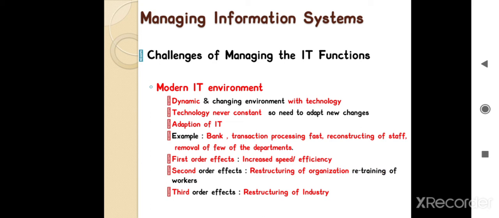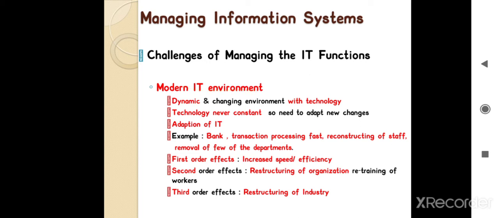And third order effects means what? On which is it going to have an effect? It is the restructuring of the industry. So the first effect is directly on your customer, who is going to have satisfaction, means they are having increased speed and efficiency. Secondly, it is going to have an effect on that particular organization or the employees who are working within it. And the third order effect is on the industries which belong to that particular environment. So here is the modern IT environment.